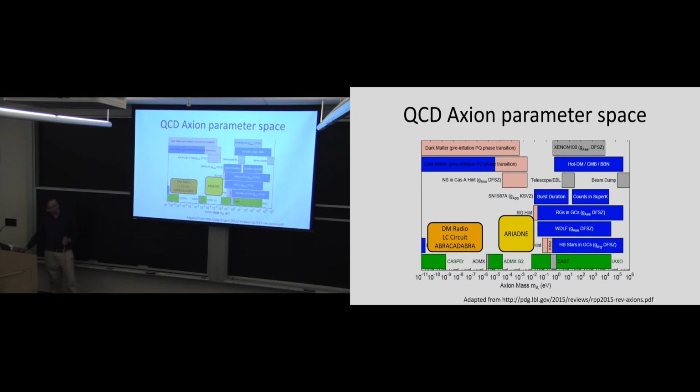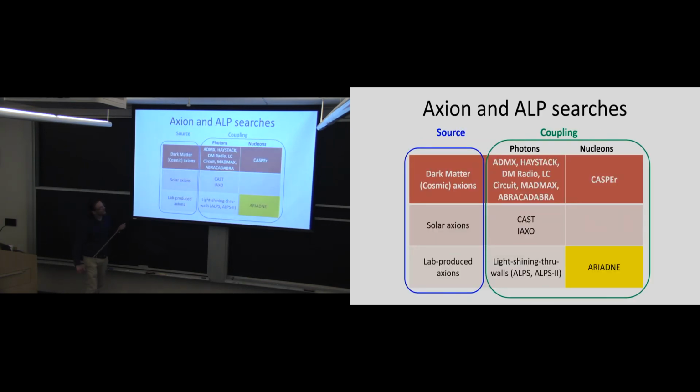So ARIADNE is a little different than other axion experiments in the following way. If you characterize these experiments, you can make a table in terms of the source of the axion and what the coupling is. The axion couples to photons in addition to nucleons in most models. And so the ADMX experiment, as well as several proposed and developing extensions of it, are looking for dark matter axions coupling to photons. The CERN axion telescope is looking for axions from the sun. Our experiment is basically looking for axions produced in the lab as a virtual particle exchange between matter. And so we're looking for the coupling of axions to nucleons.